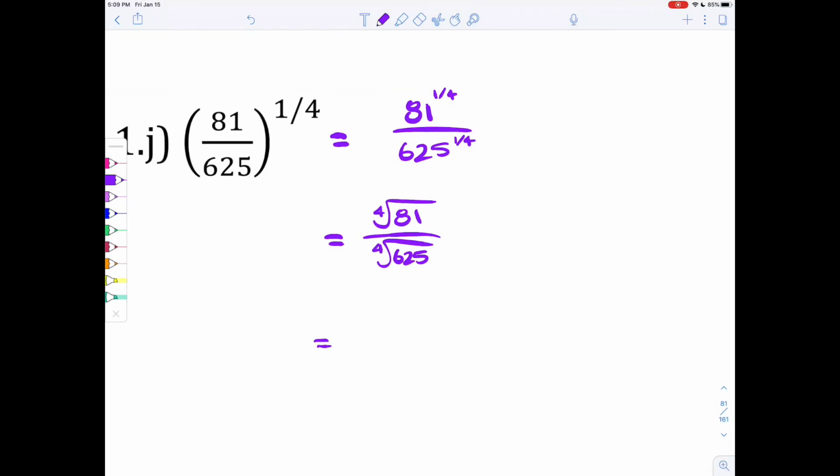Well, you could do a guess and check of what number times itself times itself times itself gets you the value you're after, like 81 or 625. You could also say that if you want to take the 4th root of something, you take the square root and then take the square root of that. So the square root of 81 is 9. The square root of 9 is 3. So we could say that the 4th root of 81 is 3.